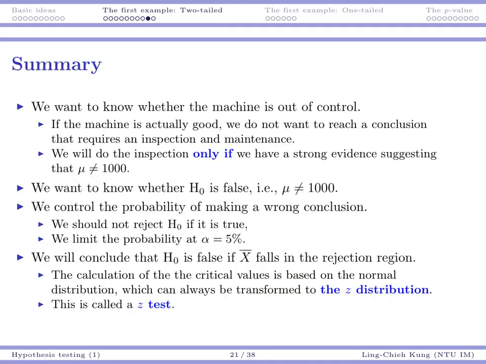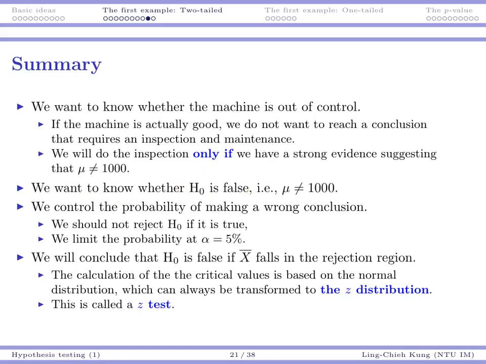So as a summary, we want to know whether the machine is out of control. If it is actually good, we do not want to reach a conclusion that requires an inspection because that's a waste of money. So we will do that only if we have a strong evidence suggesting that mu is not 1000. We want to know whether H0 is false. Okay, so this is very interesting.